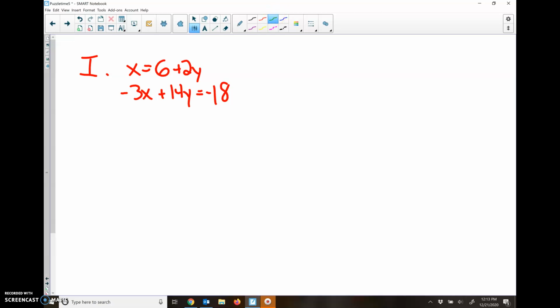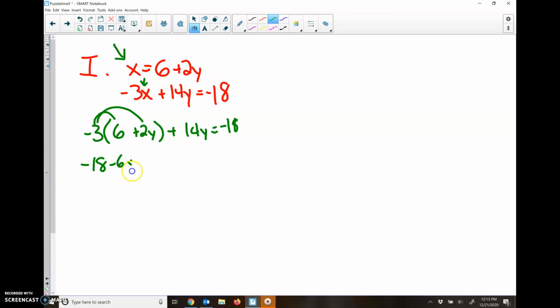All right, now if I look at letter I, this one's a little different. It has the x by itself. But same thing, it tells us that x equals 6 plus 2y. And so I'm going to take out this x from the second equation. So instead of saying negative 3x, I'm going to do negative 3 and then in parentheses, 6 plus 2y, plus 14y equals negative 18. So after I do my distributing, I get negative 18, minus 6y plus 14y equals negative 18.